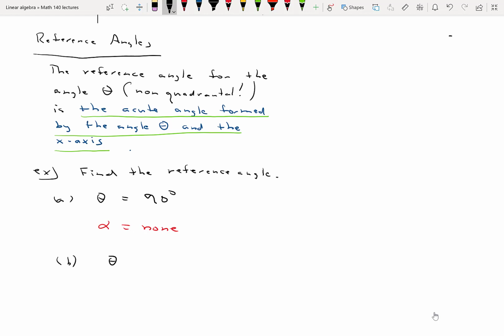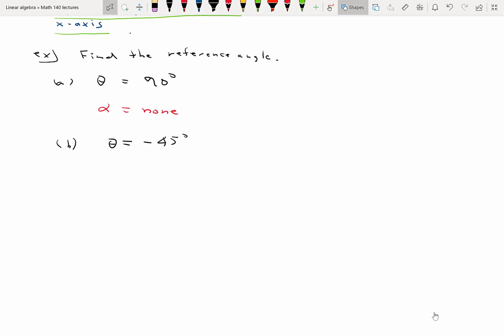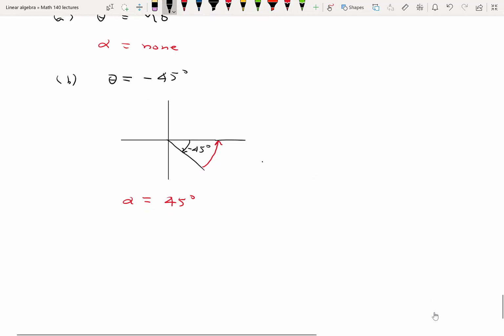B. Theta equals negative 45 degrees. What's the reference angle for theta equals negative 45 degrees? Well, here's negative 45 degrees right there. So what's the reference angle? The reference angle is this angle. So the reference angle is positive 45 degrees. Okay, getting the idea, I hope.